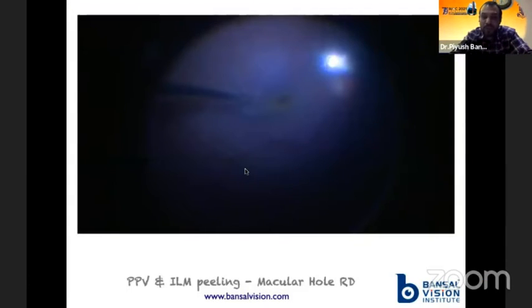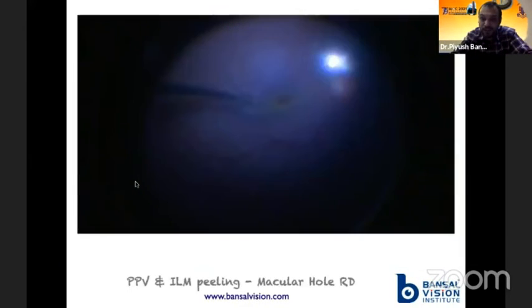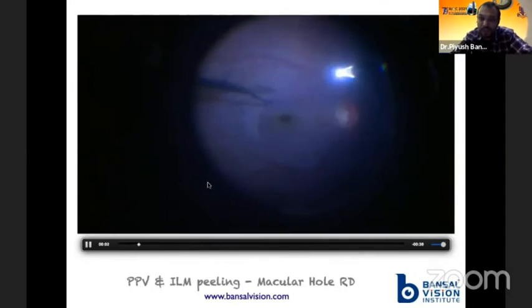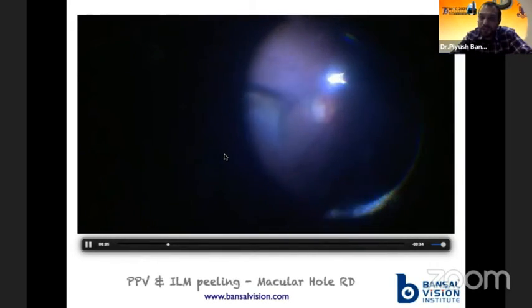Now, many times we come across patients with macular hole RDs. Some of the complications that can happen over here, even though rarely, is that you can have PFCL, which we use to keep the retina flat while we peel the ILM, entering the subconjunctival space, either during insertion or during removal of the PFCL. So this is just another way that the case can be approached.